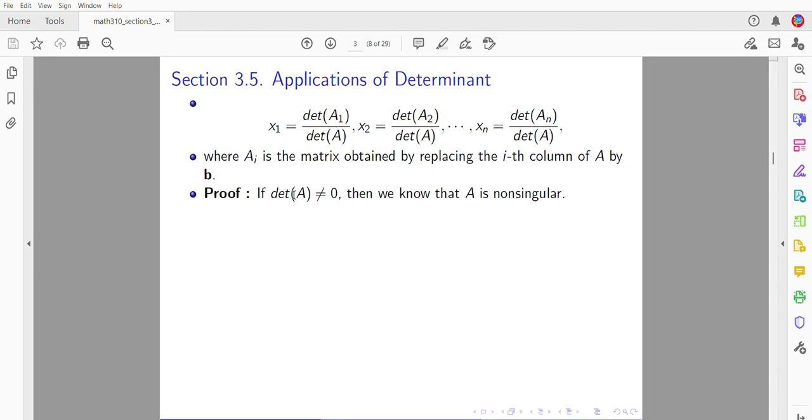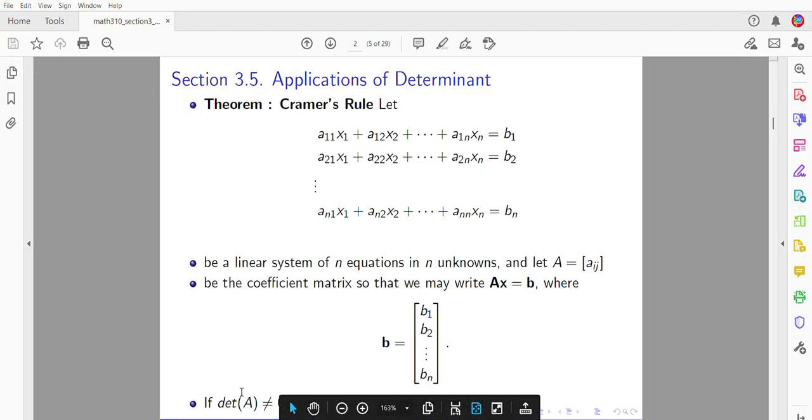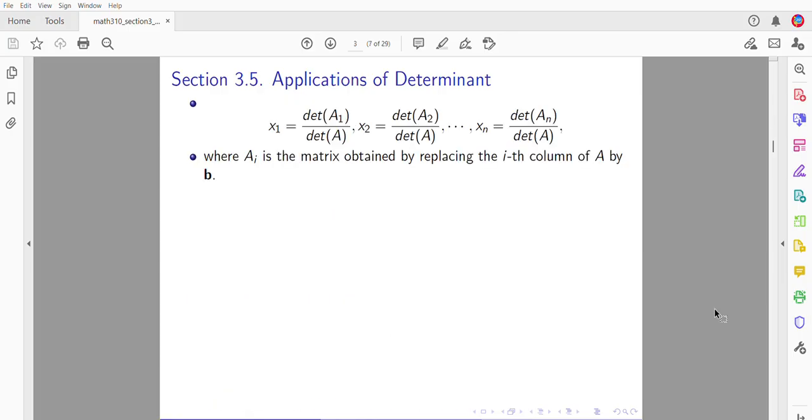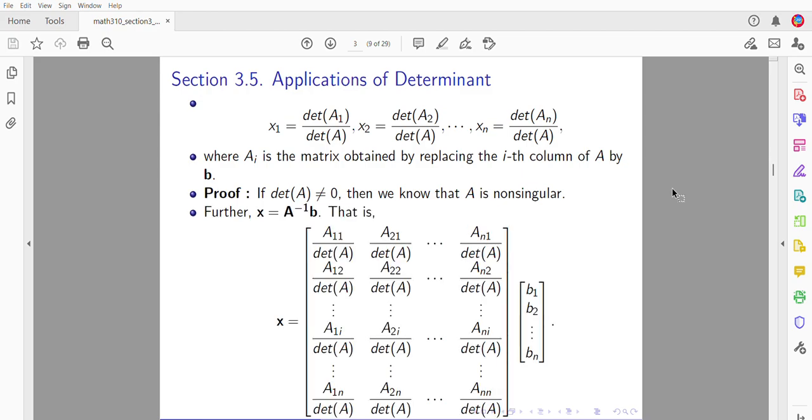If determinant is not zero, by the way, this is the requirement. You want determinant A to be non-zero. If determinant A is non-zero, then we know that A is non-singular. That's by the theorems we saw in section 3.2. If determinant is non-zero, then you know that A is non-singular. And we also know x equals A inverse B. All right? x equals A inverse B.